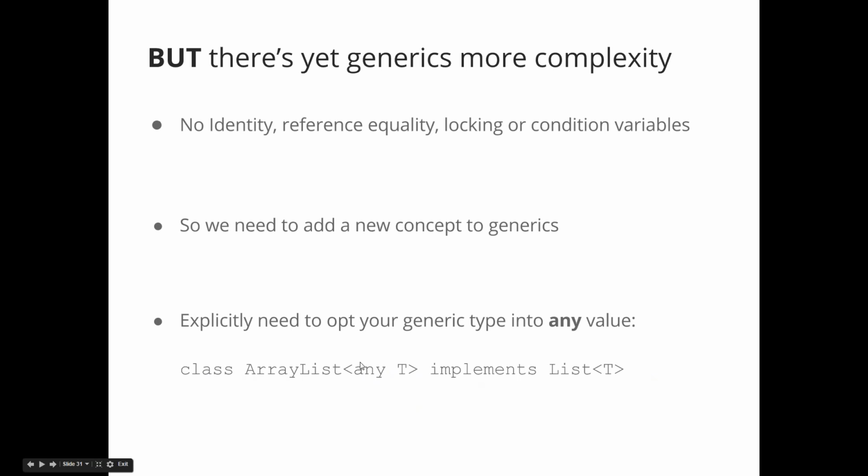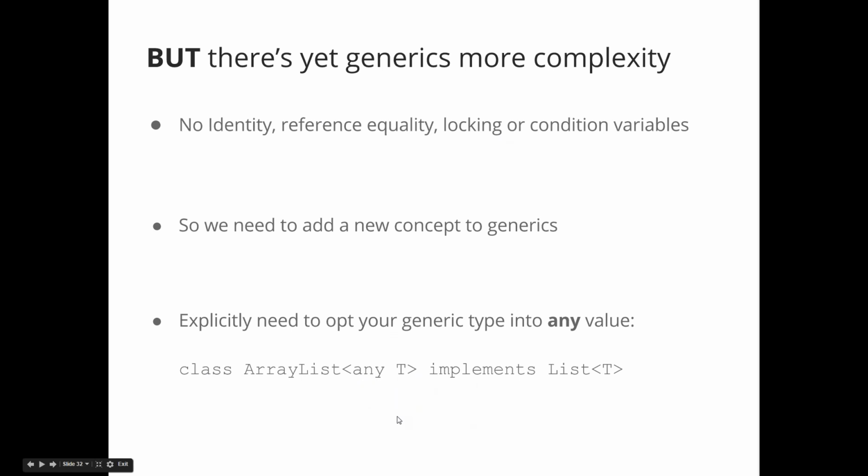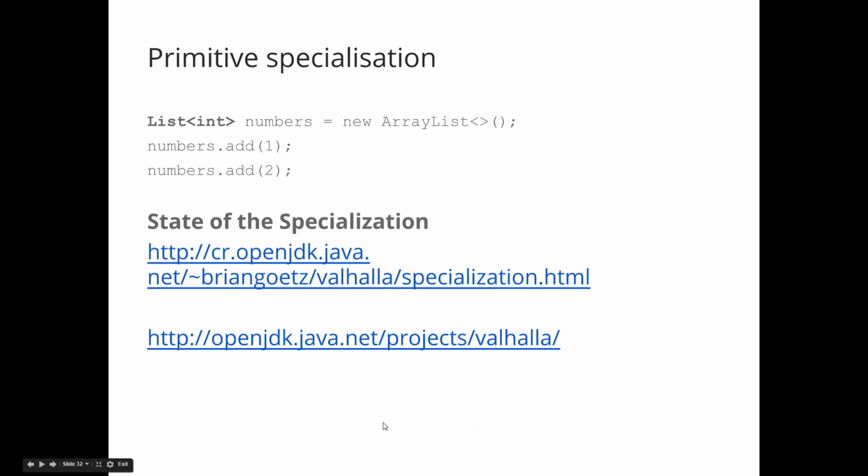And what this means is your array list will take any type, a reference type or a primitive type or a value type as its parameter. And what you're committing there, the contract you're making with the compiler, is saying, I'm not going to do any reference equality or locking or condition variables because that will cause a compile error. So that's Annafication. And what that buys us is the ability to do primitive specialization and value type specialization.